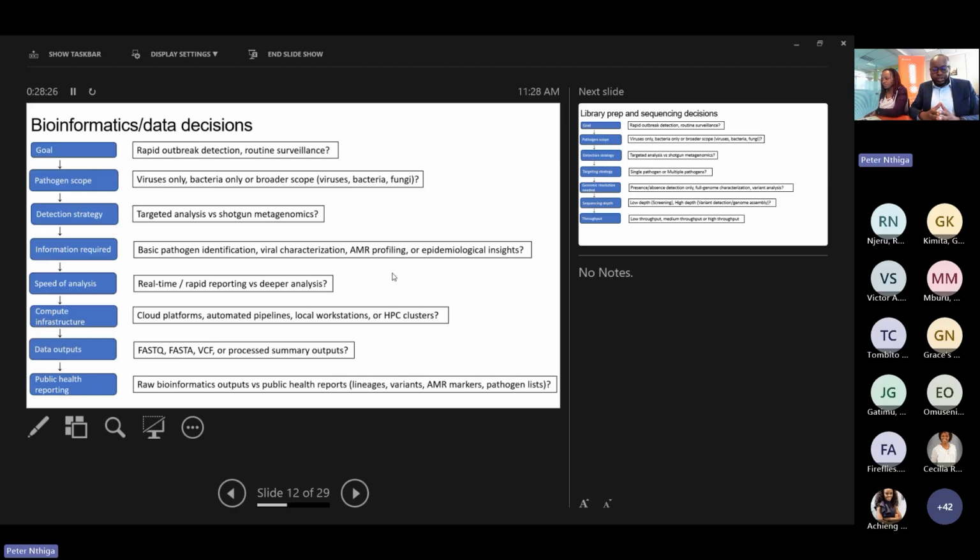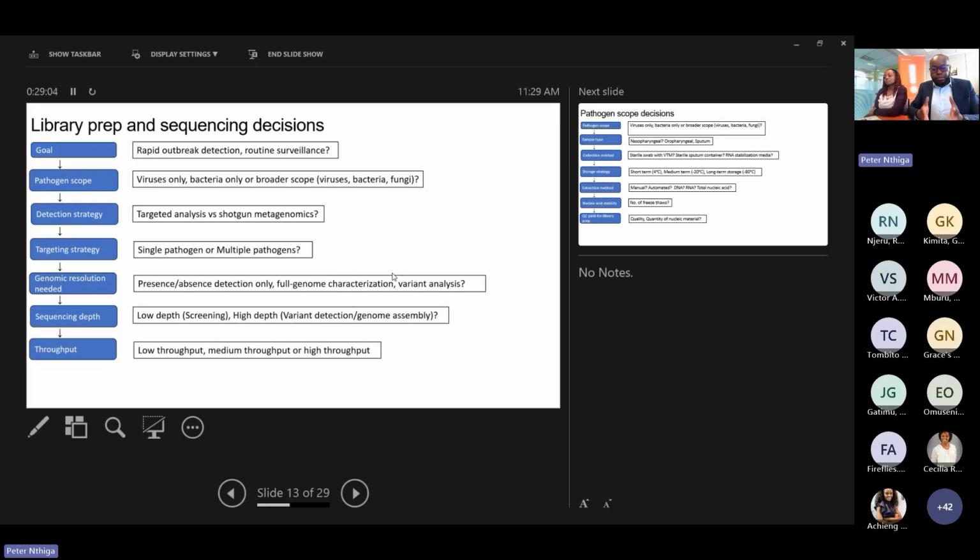Of course, the data output. For example, for outbreak surveillance in a public health laboratory, you want processed summary outputs to quickly disseminate your data. Are you interested in getting bioinformatic outputs like FASTQ faster, maybe to do other custom analysis to address specific objectives of your research project? Decisions around whether you're getting a public health report, or lineage information, come very much in handy when you're making your data decisions.